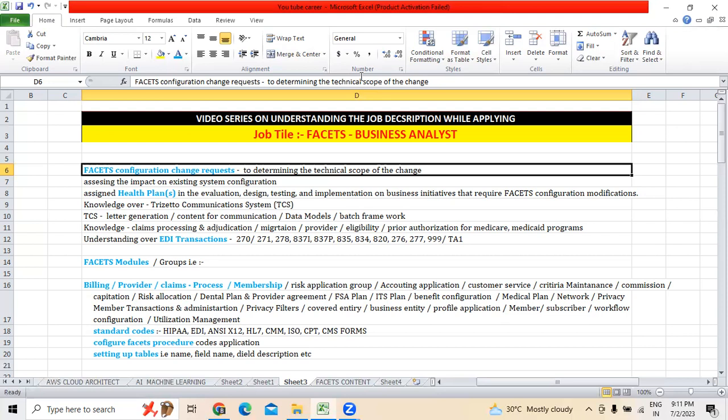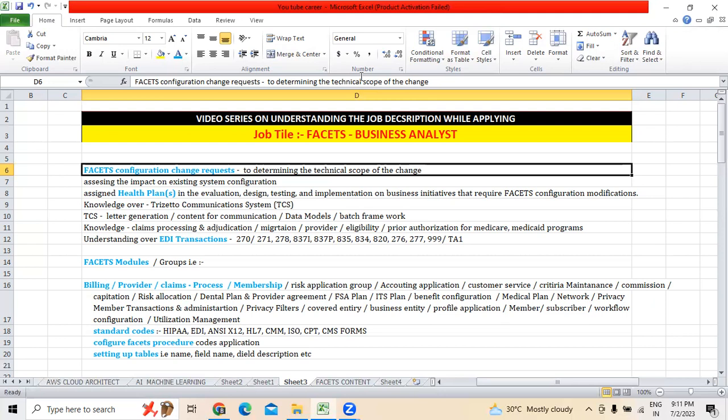Apart from requirements, I'm not going into detail about requirements management, preparing BRDs, user stories, and all that, because those are common things. Being a BA, you need knowledge of preparing BRDs, functional and non-functional requirements, gap analysis, and writing epics and user stories. This is a normal area in which you must be an expert. Apart from that, FACETS configuration is something required.